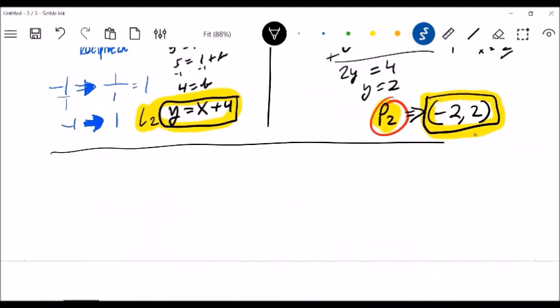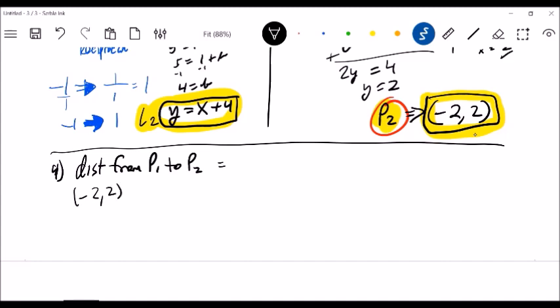Let's come down here. Fourth step, from P1 to P2. And that's going to be using the 2 points. I'll put the 2 points under here. Negative 2, 2 is P2, and P1 was 1 and 5. Since there's a 2 on here, I'll call these the x2 and the y2.